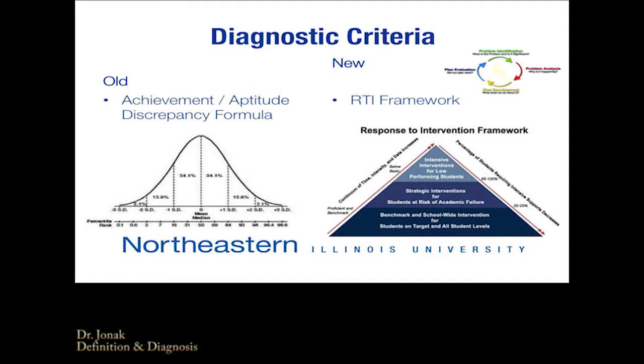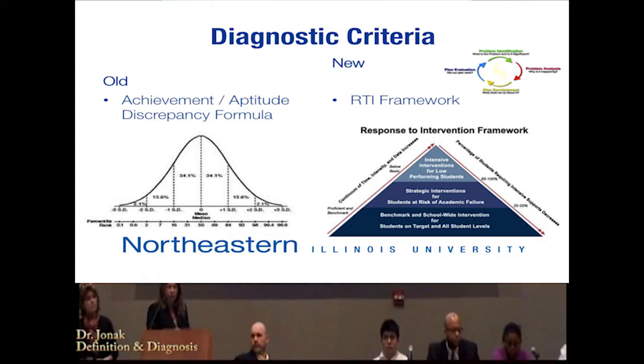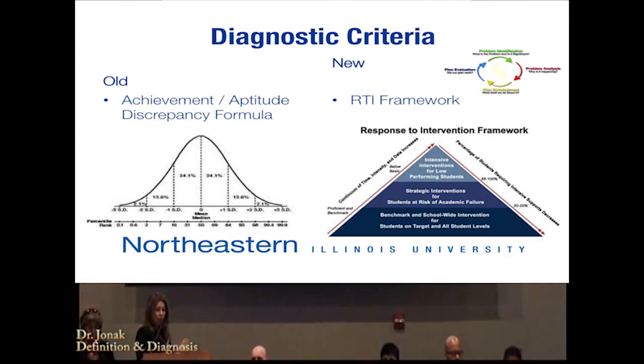So in the RTI framework, we look at the differences in achievement between the child and his peers, whereas the old model was looking at the difference within the child, between his achievement and his cognition. So these are the major differences.